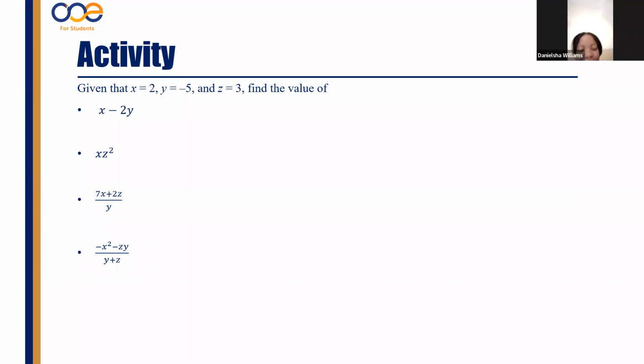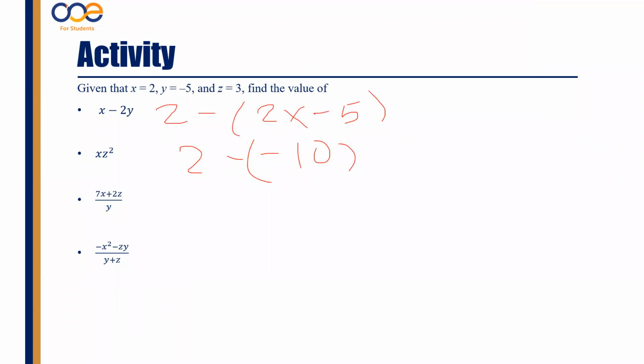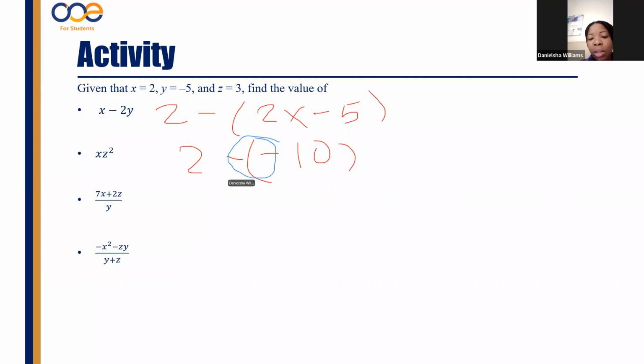All right. So let me write this out in the event that someone is not able to follow what you're saying. So we have 2 take away 2 multiplied by negative 5, which happens to be negative 10. That's what you were saying, right? Yes, miss. So we now have 2 plus 10, and that gives us 12. So Nathan, Torrey, and Courtney, do you agree, disagree?